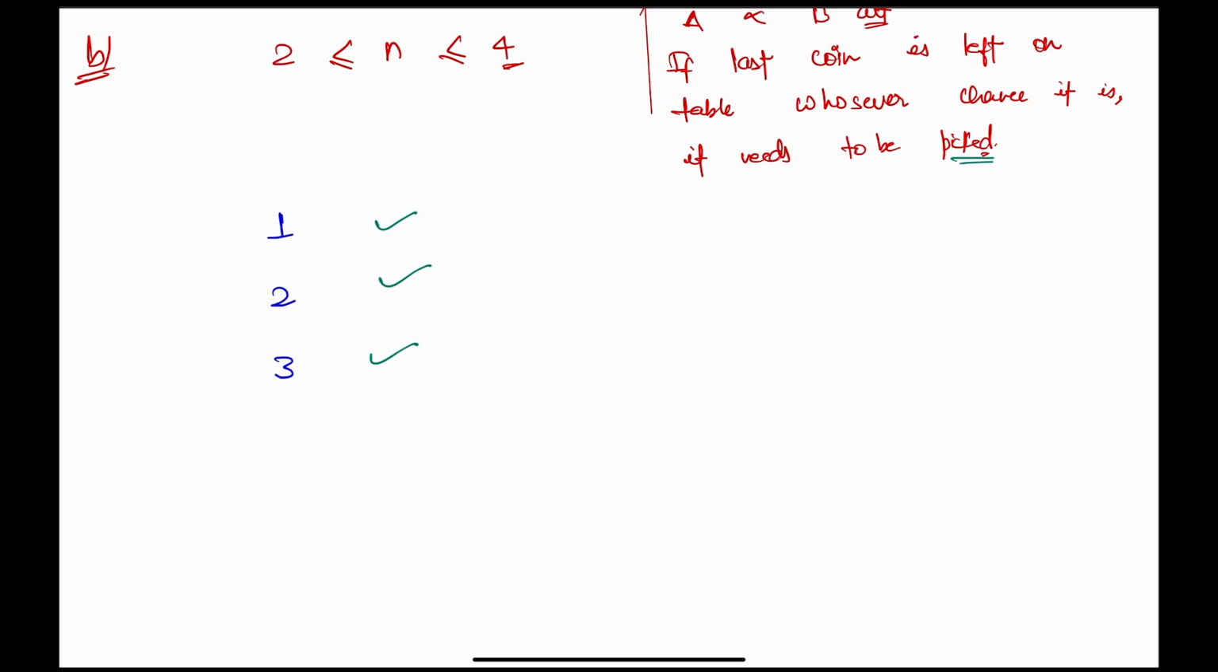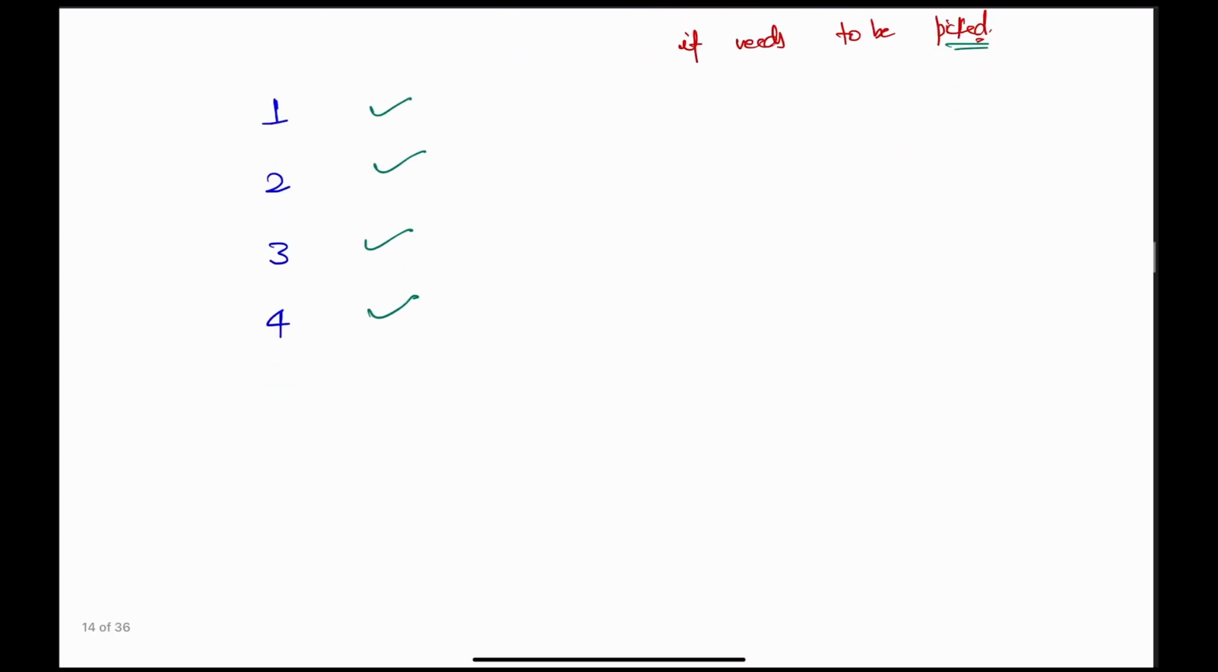Some people might have the doubt why with 1 coin he is going to win, because the condition is this, and here also it is written, if the last coin, 1 coin is left on the table, whosever chance it is, it needs to be picked. So only 1 coin is there and it is A's chance, so A has to pick because he got this exception. But when 3 coins are there, he can choose 3 coins. So this is how it goes. If there are 4 coins, he is going to choose 4 and win.